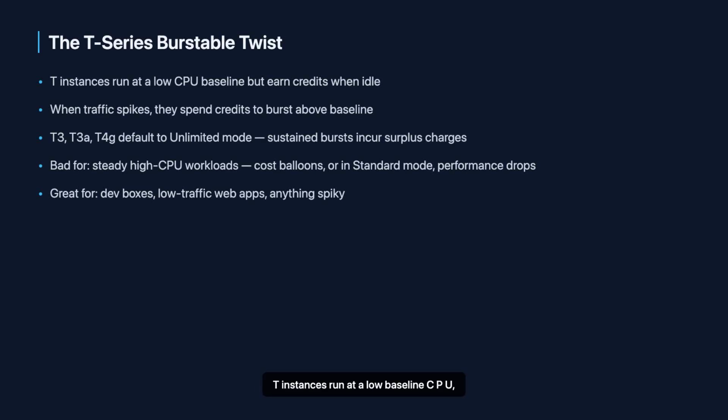T instances run at a low baseline CPU, but when they're idle, they earn credits. When a traffic spike hits, they spend those credits to burst above baseline and handle the load. Picture a coffee shop barista with a punch card. Quiet hours, she's filling punches. Rush hour, she's spending them to work faster.